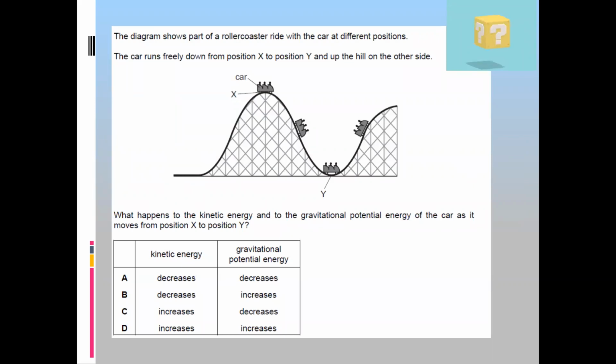The diagram shows a part of a roller coaster ride with the car at different positions. As you can see, the car runs freely down from position X to position Y and up on the other side. What happened to kinetic energy and potential energy as the car moved from X to Y? So as it moved from X to Y, the potential decreases, as well the kinetic will increase. That's good. So C will be the right answer.